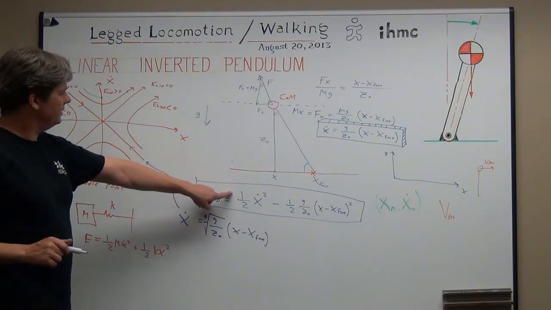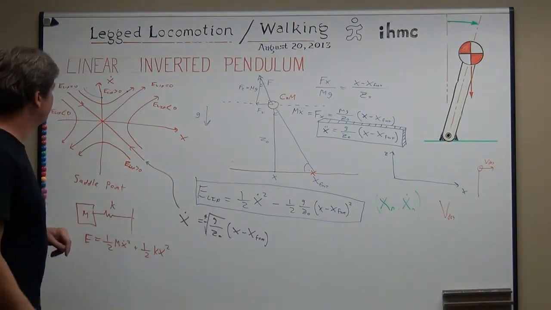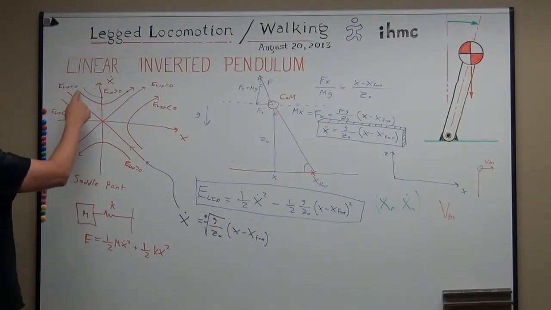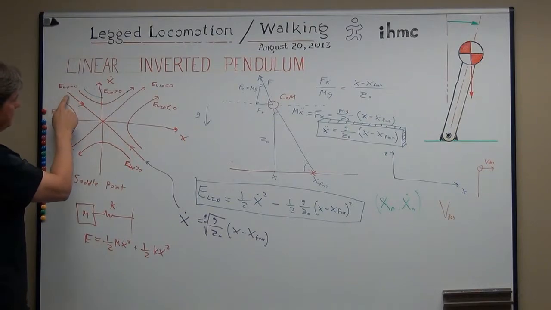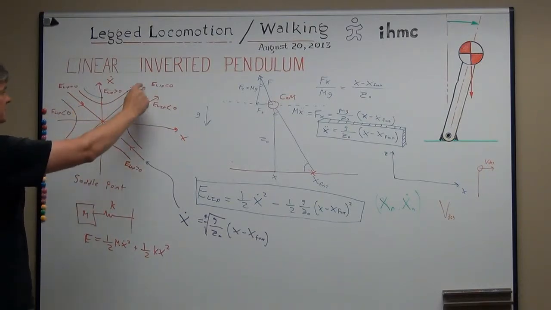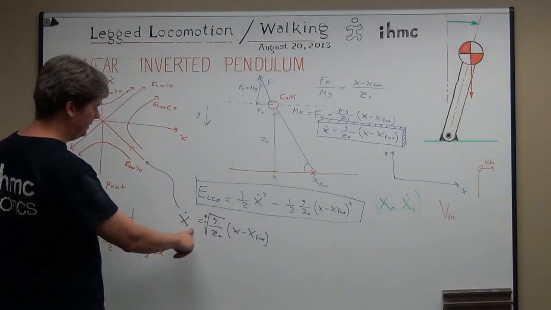This will be constant. This will be constant on all the trajectories. So up here, it's positive. Okay, so it's going to be 0 on the stable and unstable eigenvectors. And you can solve for the value.